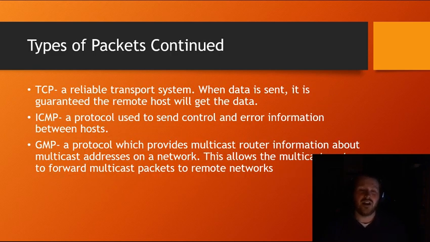I also have a few more. TCP, which is the one that I had heard about before taking this class. It's, as far as I can tell, the most reliable major type of packet out there. When data is sent, it's sent to the destination address, and it's pretty much guaranteed that the remote host will get the data. If not, it'll ask for it again. And then you have ICMP, which is used to send control and error information between hosts, and IGMP, which has to do with multicast router information, which was kind of complicated.